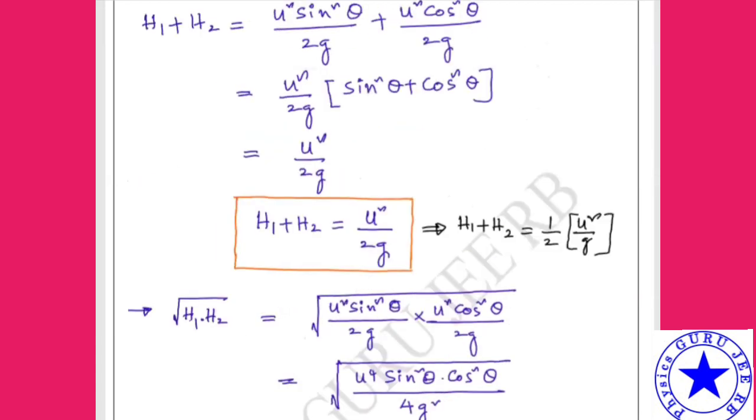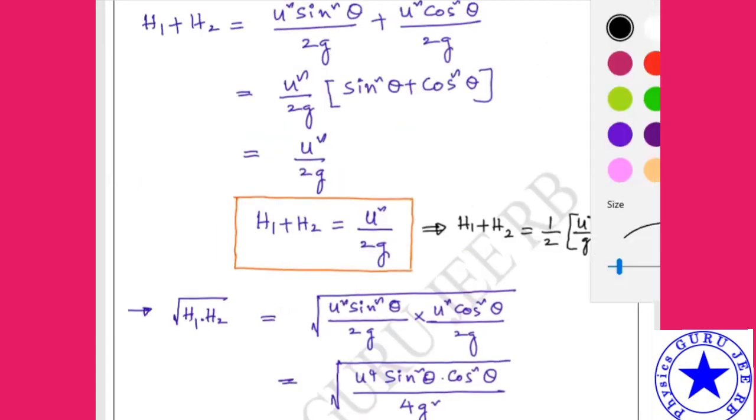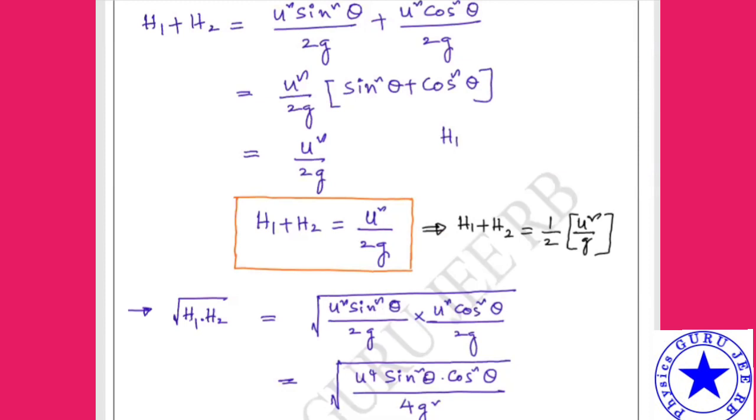So I want to give the relation here: h1 plus h2 equals 1 by 2 R max, that is nothing but R max divided by 2. Hope this is clear. Now R max equals 2 into h1 plus h2. This is also one more relation. R max equals 2 into h1 plus h2.